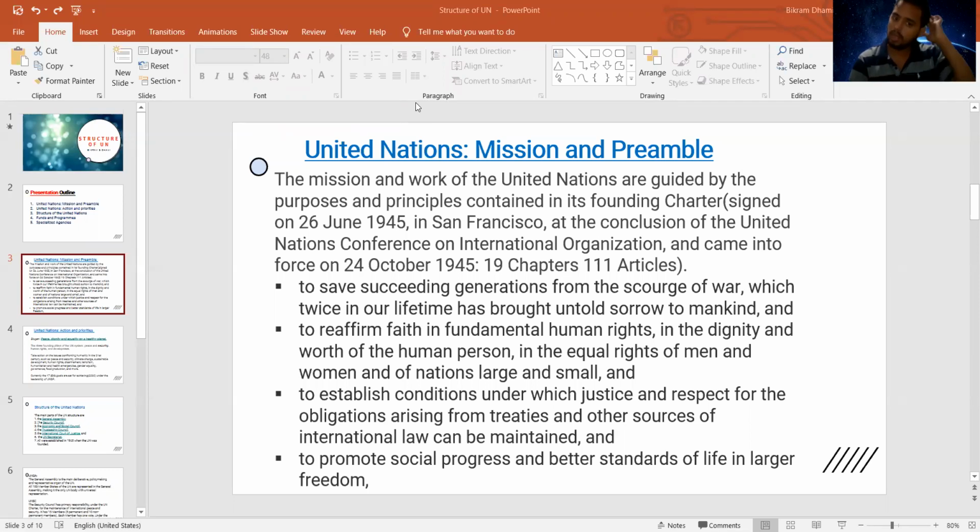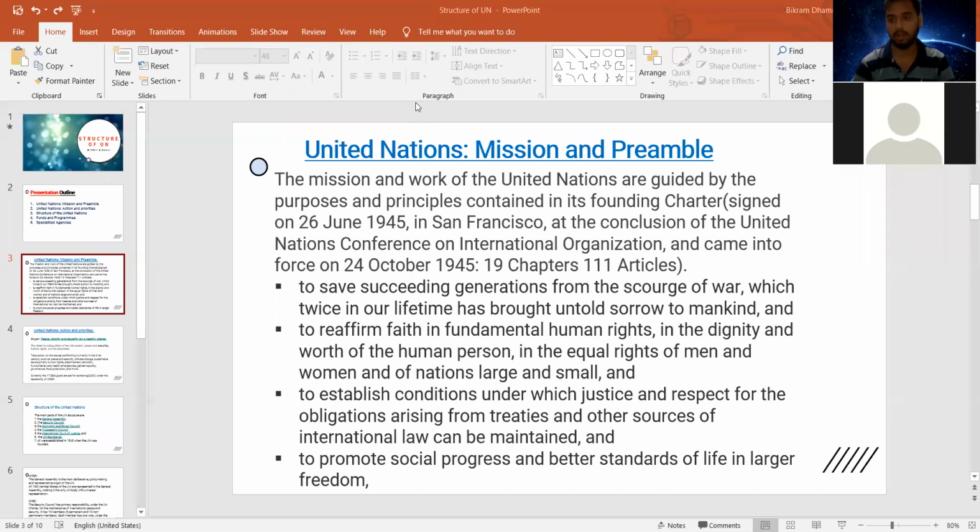Second, to reaffirm faith in fundamental human rights, in the dignity and worth of the human person, in the equal rights of men and women, and of nations large and small. So the second thing for which the United Nations was built is for establishing human rights and maintaining equality between men and women of different nations, whether small or large.